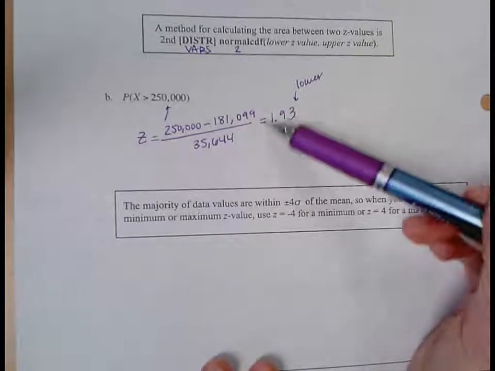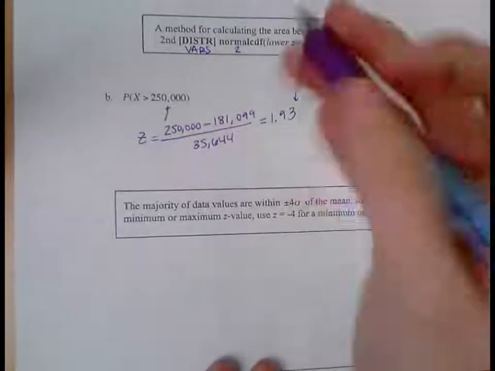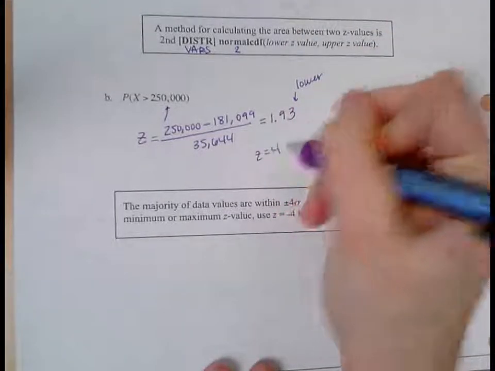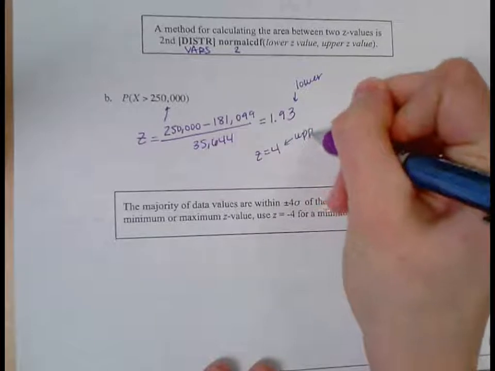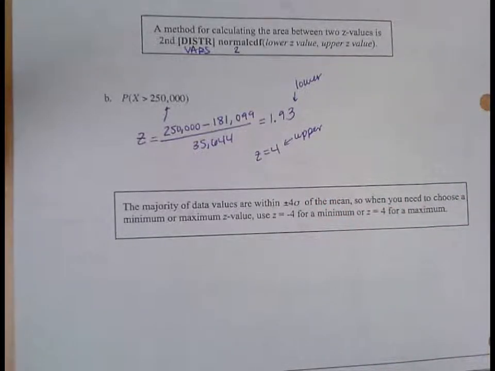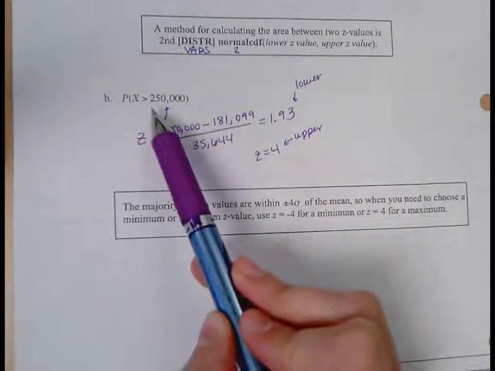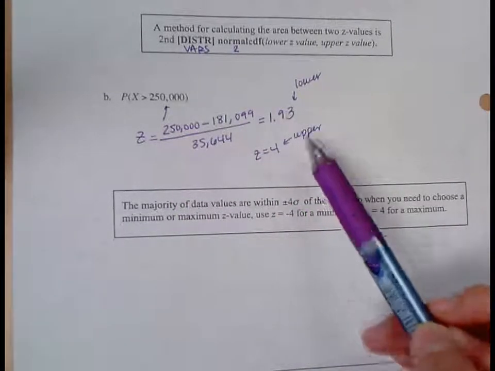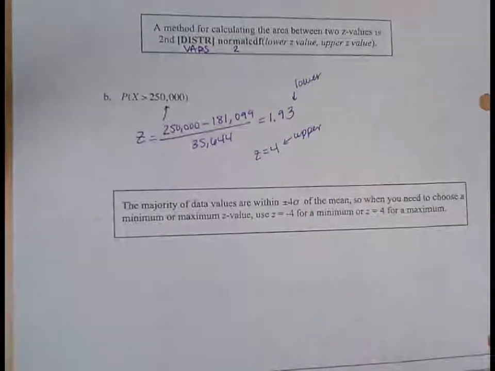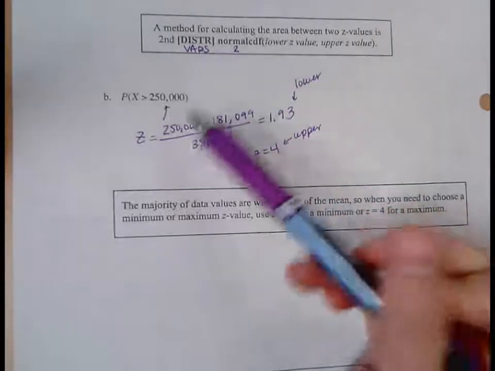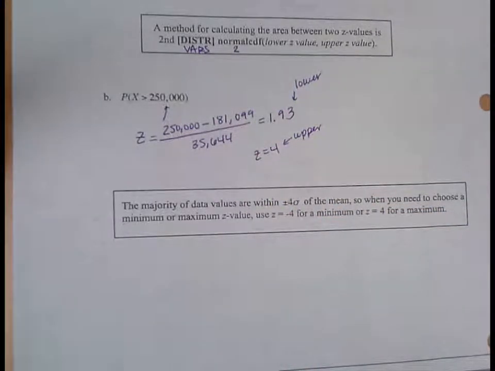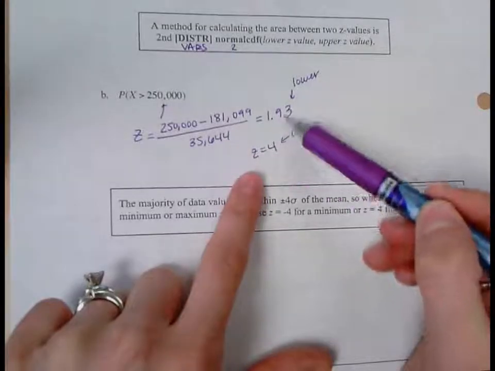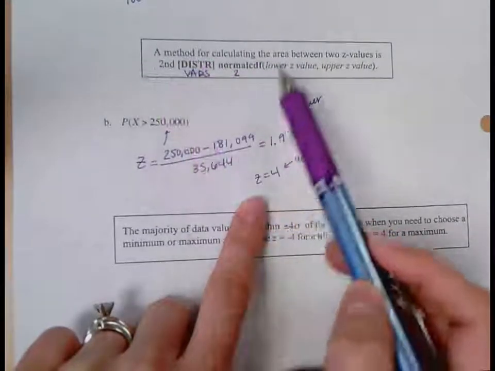So if this is my lower and I need an upper z value, I'm going to use +4 for my upper z value. If I wanted values less than 250, then the 1.93 would be my upper, and I would use -4 for my lower. So you have to look at what you're trying to find if you should use positive or -4. That's only if you only have one x value to go off of. So then I would use these z values, again, type it into my calculator the same way I did here.